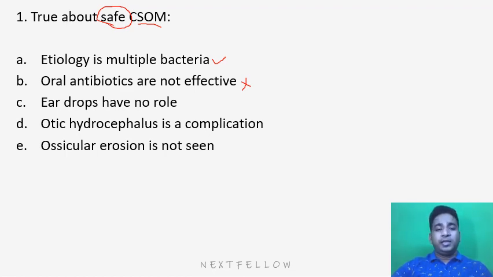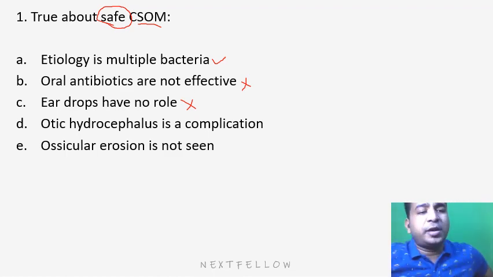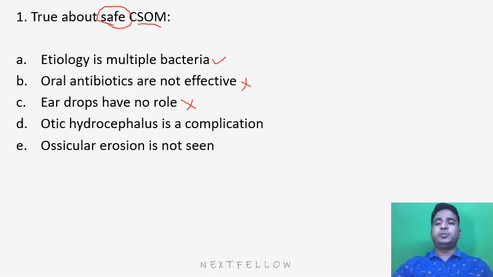Ear drops have no role. Again, this is incorrect because in safe CSOM, what we prefer is the Ciprox ear drop, or we can give the gentamicin ear drop. So ear drops are having a definitive role, and in the OPD setup, we always prescribe the patient oral antibiotics plus topical antibiotics. Otic hydrocephalus is a complication. Basically, otic hydrocephalus is a complication of CSOM, but of the atticoantral variety, that is an unsafe CSOM. So option number D happens in unsafe type. But the examiner is talking about safe CSOM, so again, this seems to be incorrect.